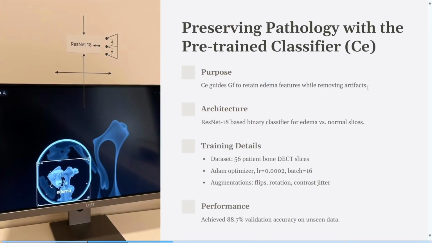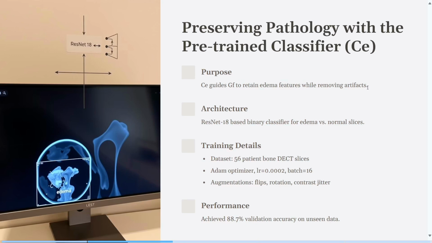So, preserving pathology with the pre-trained classifier. One of the most innovative aspects of this method is the use of a pre-trained classifier called C. Its primary function is to ensure that while the generator GF removes artifacts, it doesn't also eliminate critical medical features, specifically edema patterns, which are essential for diagnosis. C is a binary classifier based on ResNet 18 trained to distinguish between normal and edema containing bone images.